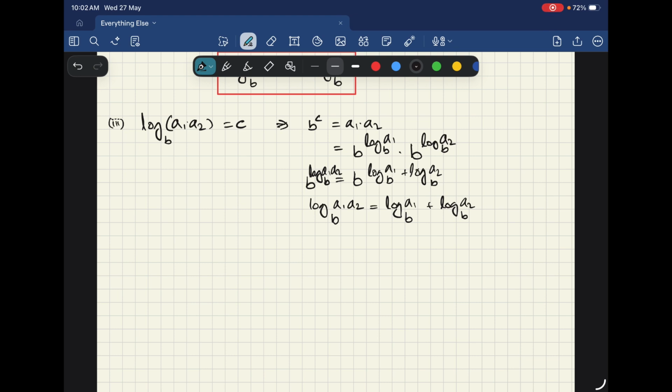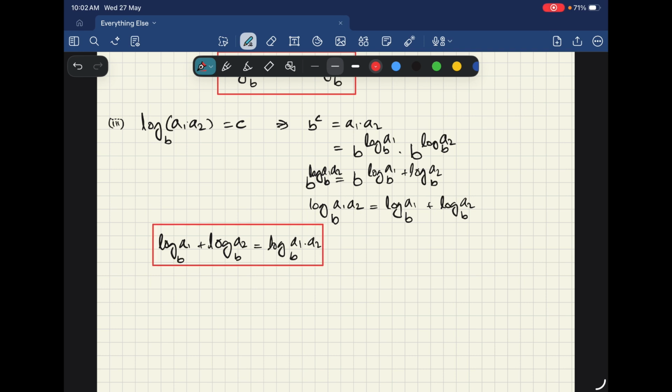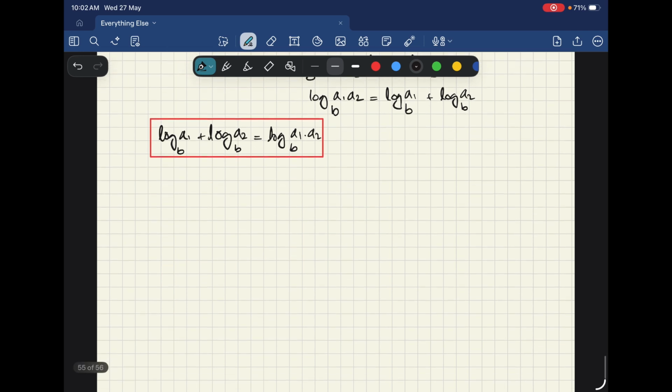You can already see what's happening here. Log a1 base b plus log a2 base b is equal to log a1 times a2 base b. Look at this. Addition of logs multiplies the values inside. Cool, right? Well, let's move on to the next formula, next property.